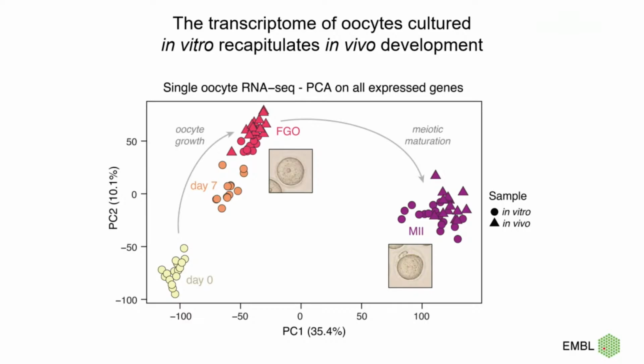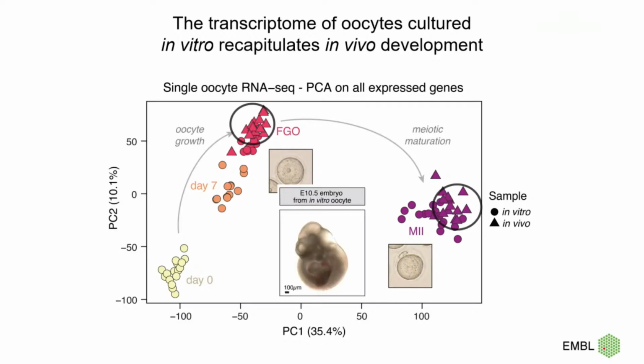You can see single oocyte RNA sequencing with a beautiful transcriptional trajectory from day 0 through FGOs and to empty oocytes. But what I really want to highlight here is how closely clustered in vitro cultured oocytes are to their in vivo counterparts, implying that this is a faithful recapitulation of the transcriptional dynamics occurring in vivo.